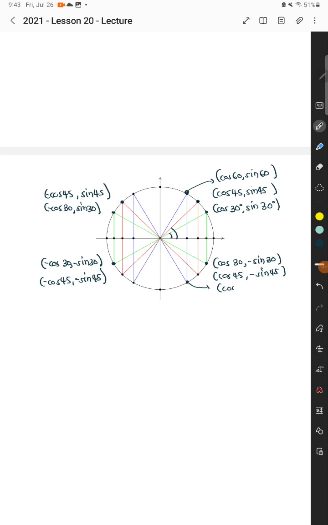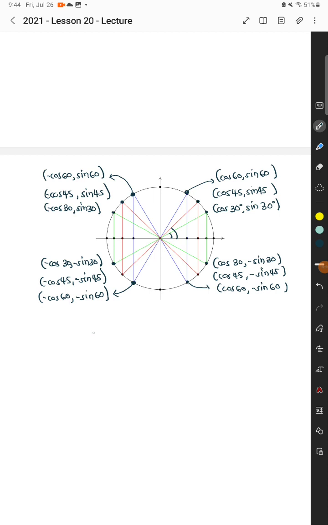cosine 60, minus sine 60. This has minus cosine 60, sine 60, and finally this has coordinates minus cosine 60, minus sine 60. So those are the 12 points on the unit circle which we have found.